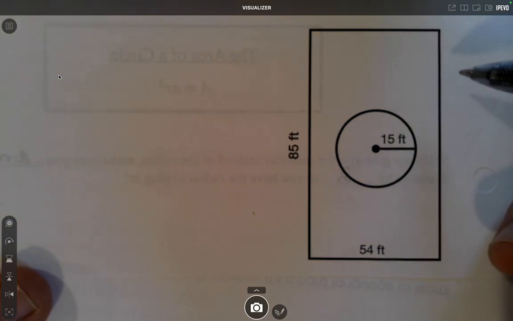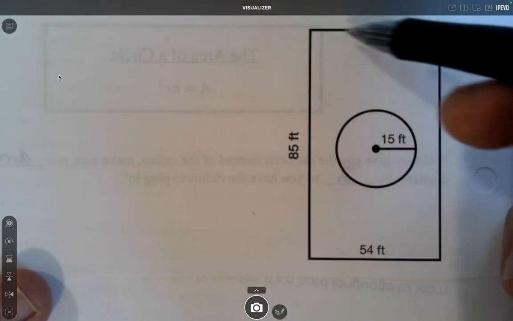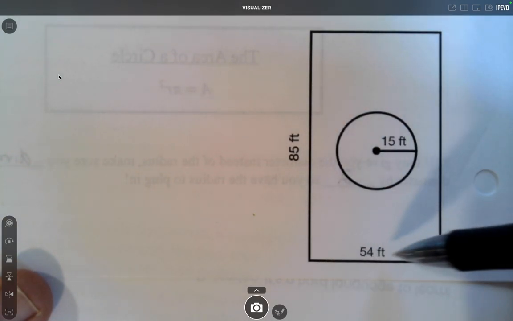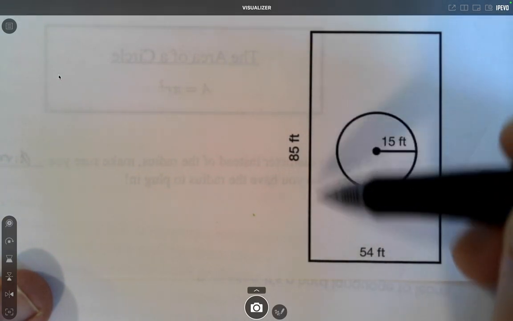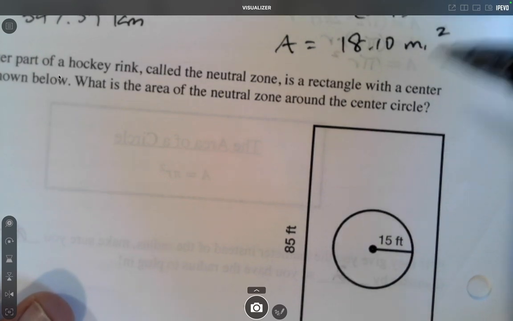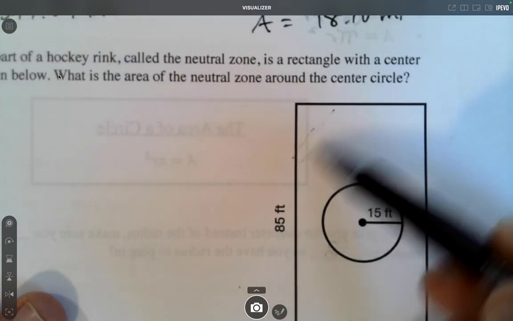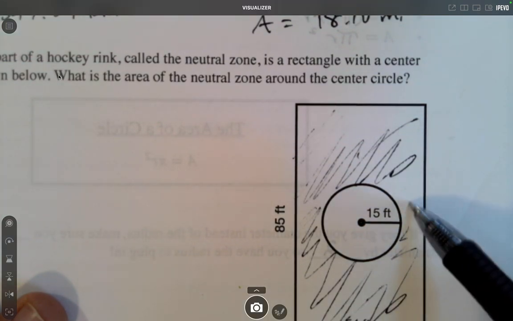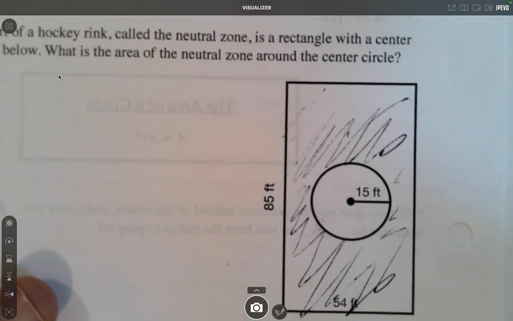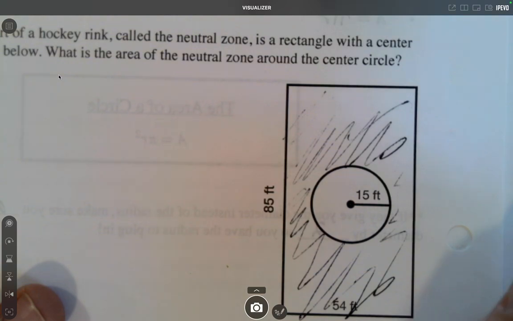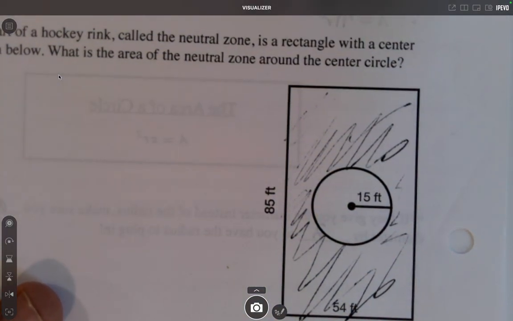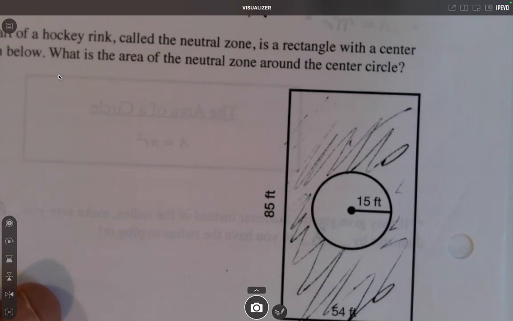So to make sure you understand what they're asking, this entire thing is the neutral zone. But they want to know the area of the neutral zone not including the circle. So just the area of the neutral zone that does not include the circle. So I want to pause for a second, see if you can figure out what we need to do to figure that out.